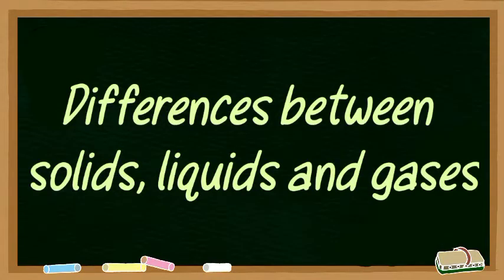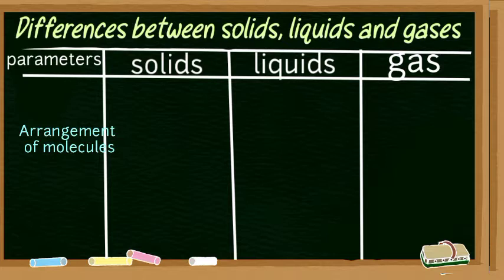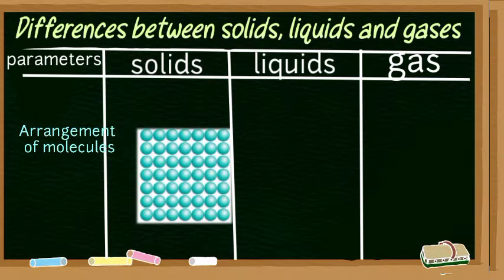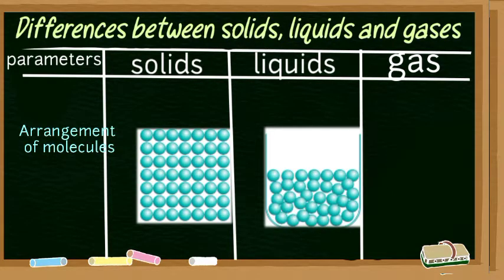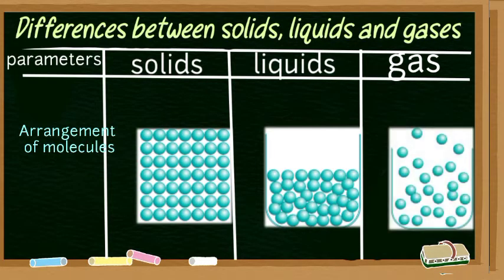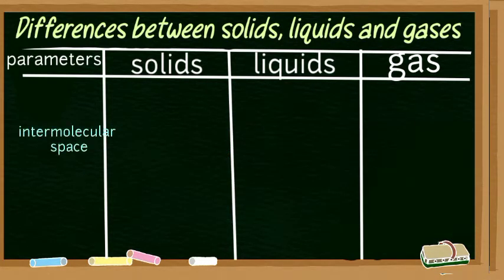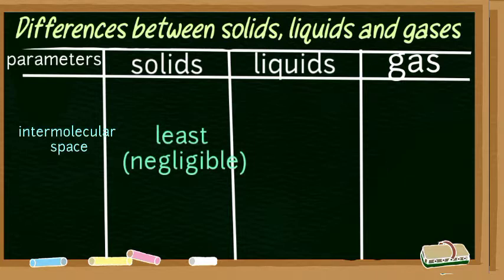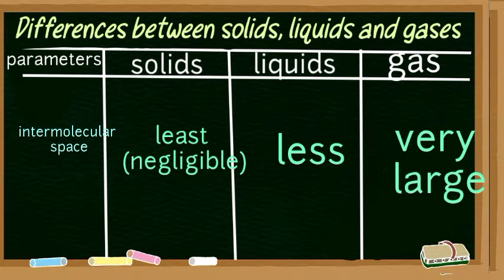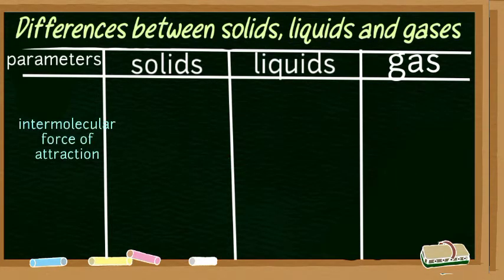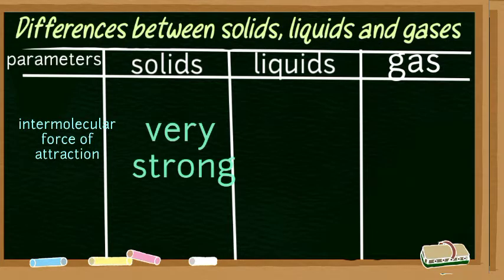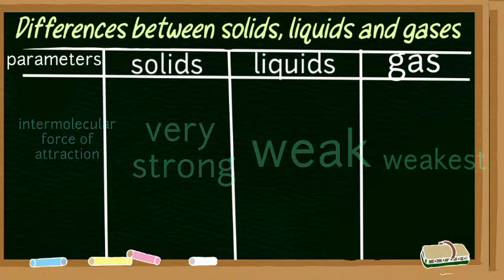Difference between solids, liquids and gases. Arrangement of molecules: in solids, they are very closely packed; in liquids, less closely packed than solids; and in gases, very loosely packed. Intermolecular space: solids, least, that is negligible; liquids, larger; and gases, very large. The intermolecular force of attraction is very strong in solids, weak in liquids, and negligible in gases.